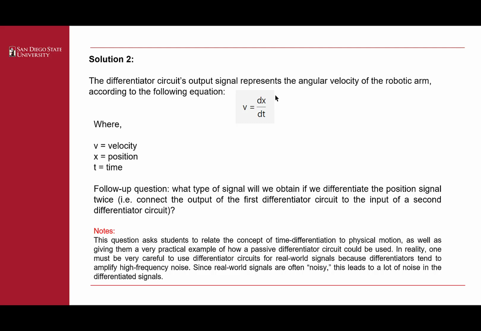So a follow-up question is coming. What type of signal will we obtain if we differentiate the position signal twice? So it's the second derivative. So connect the output of the first differentiator circuit to the input of a second differentiator circuit. What this means here is cascading the differentiator circuits.